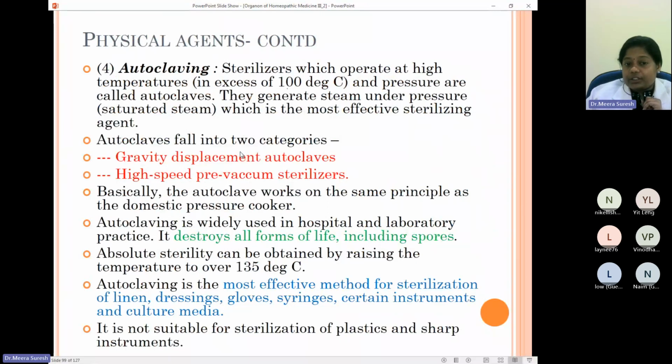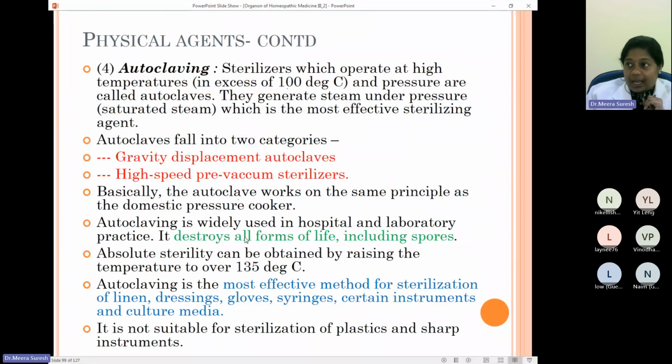So autoclaves fall into two categories. The two types are the gravity displacement autoclave and high speed pre-vacuum sterilizers. We don't have to go into the principles of how they are functioning. No, just the name will do. So basically the autoclave works on the same principle as the domestic pressure cooker.